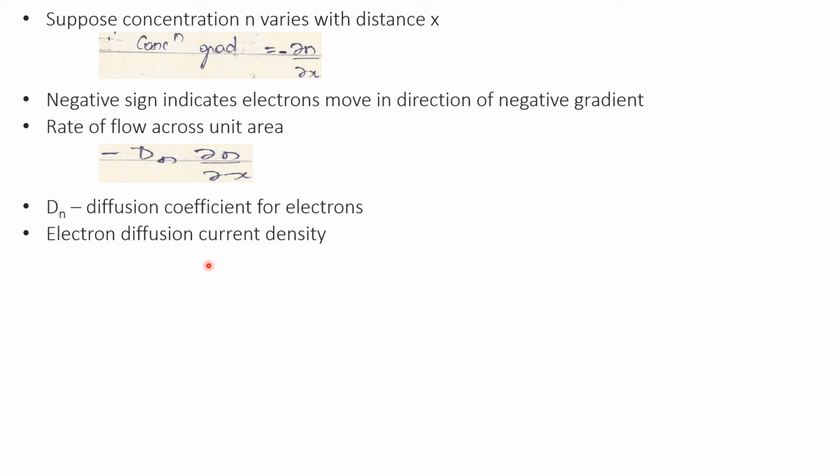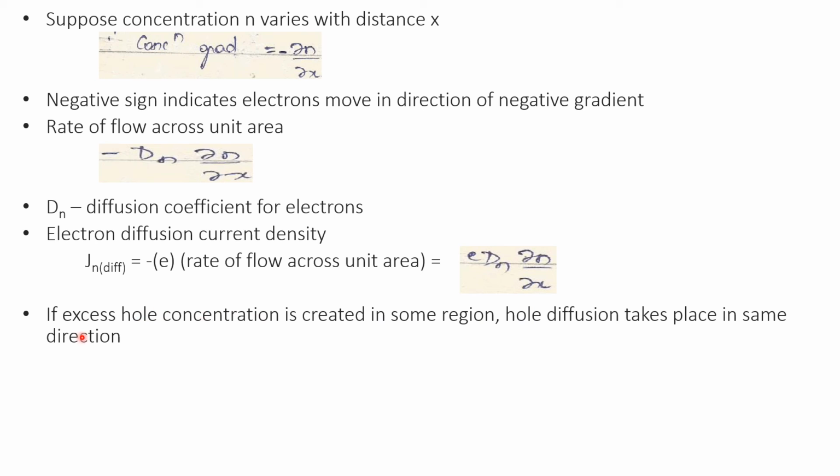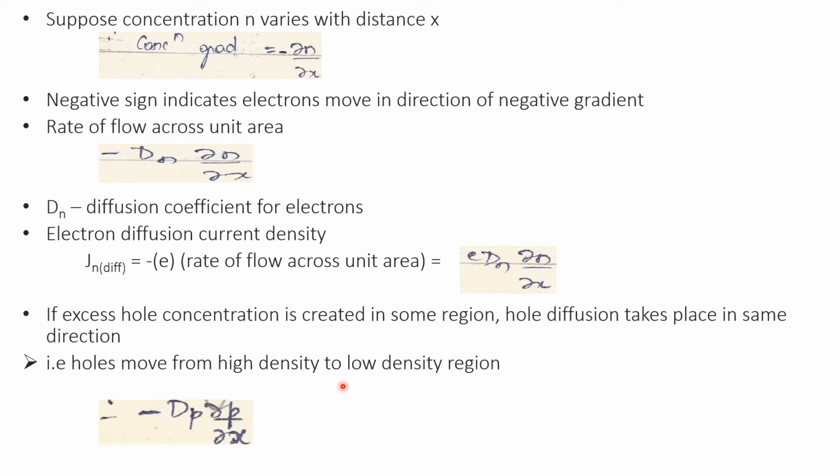Electron diffusion current density is given as J_n diffusion = -e times rate of flow across unit area. So you can write down this as e D_n ΔN/Δx. If excess hole concentration is created in some region, hole diffusion takes place in the same direction. That is, holes move from high density to low density region. Therefore, rate of flow across unit area can be written as -D_p ΔP/Δx.